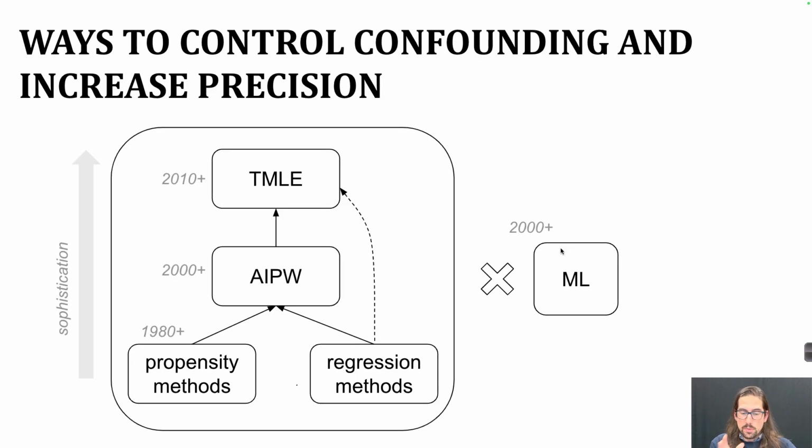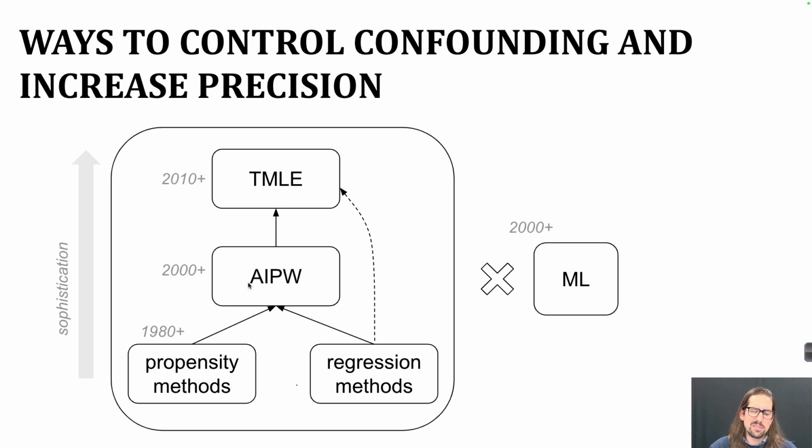A little bit of history here, in terms of what we've been talking about. In the 1980s, people started talking more seriously about potential outcomes, and propensity score methods came out of that. Regression methods have been around for a long time, with people doing regressions in the 1800s, but they started to be more formally understood in the context of causal inference in the 70s, 80s or so. A lot of people were doing econometrics and things like that.